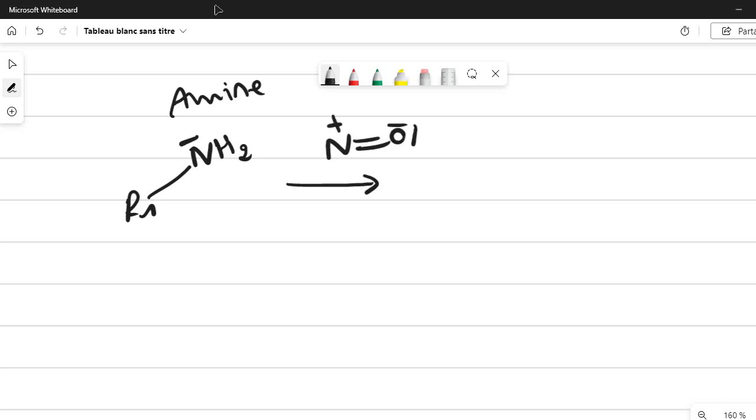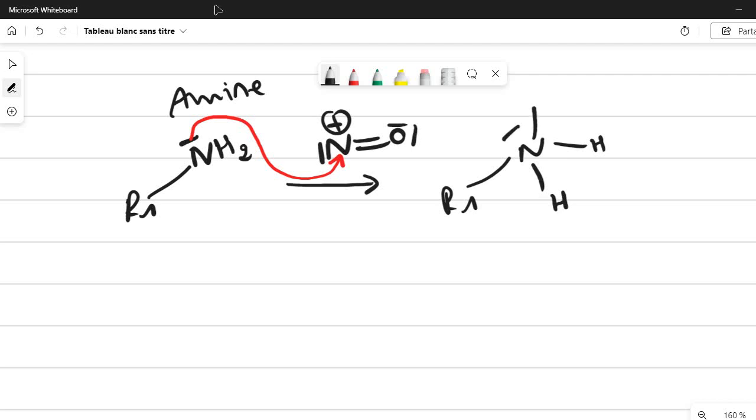NO plus. Well, what are we going to do? We are going to attack, like this amine, it's going to attack the nitrogen. So we are going to form NHH and, sorry, N and an oxygen here, okay? So we are forming 1, 2, 3, 4, 5 bonds.